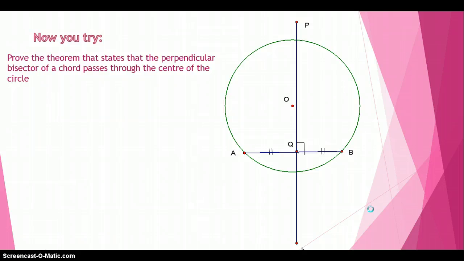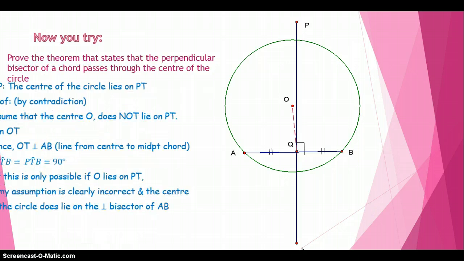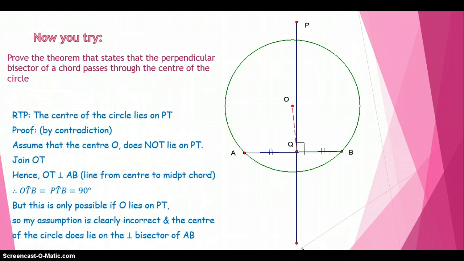There we have it, different labels. And what do we do first? You will notice we make a construction and exactly the same thing. Assume that the center O does not lie on PT and join OT, and it follows in the same way.